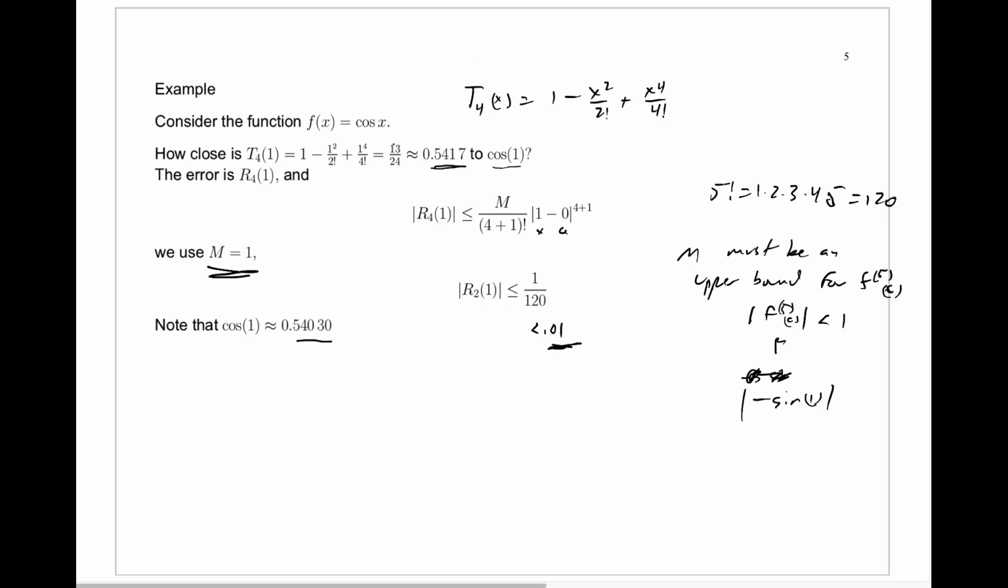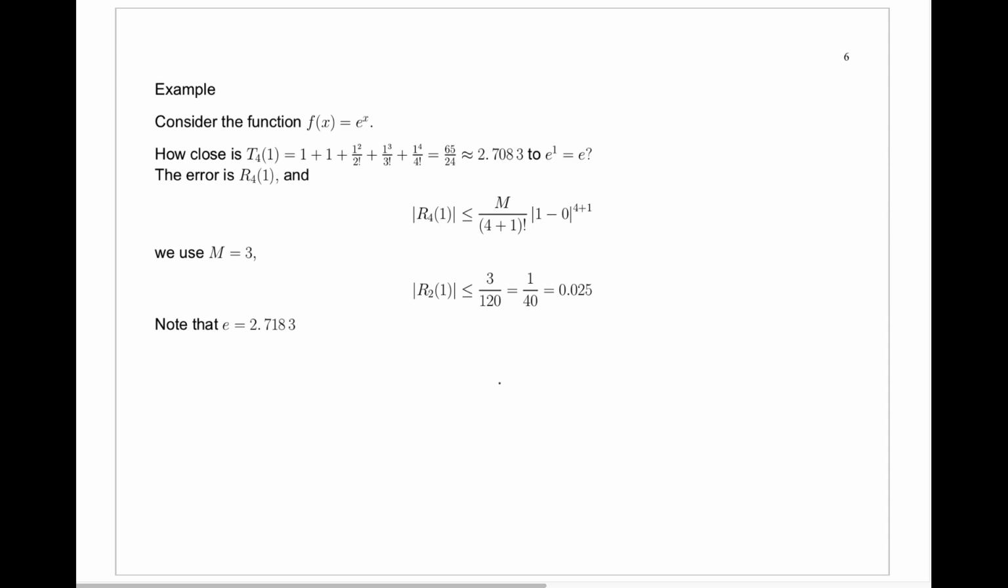How big is the error? Well, if we look at 0.5417 and we subtract 0.5403, the actual error, cosine of 1 minus T4 of 1, is really approximately 0.0014 something, which is much less; it's about a seventh as big as 0.01. So Taylor's theorem did tell us a good upper bound on the error, but the actual error, as you would expect, is much smaller than that.